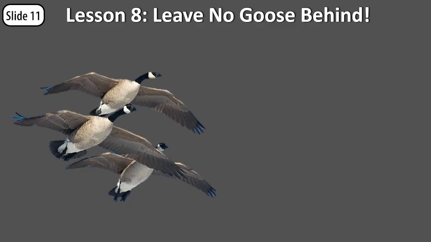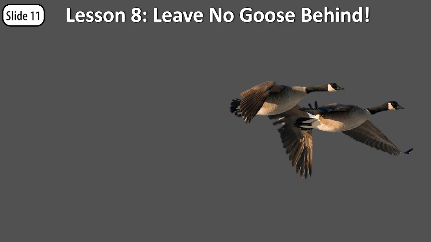Slide 11, Lesson 8, Leave no goose behind. The two images on this slide illustrate how geese stick together. Image 1 shows 3 geese in flight. This image fades, and the second image, which shows 2 geese in flight, appears. You will almost never see a goose alone.